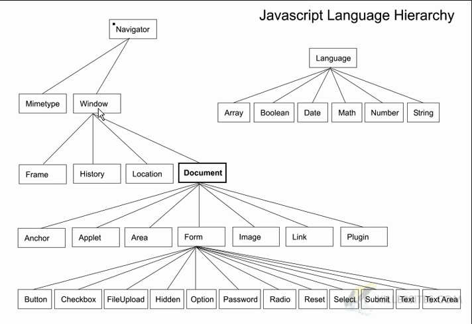So for instance, if you look in the window object, this box here is an object. Inside a window, you also have the frame object, history object, location object, document object. Remember that? And inside of document object, you have a whole bunch of other objects. So you can see the hierarchy as we go down the tree. They call this a hierarchy tree.